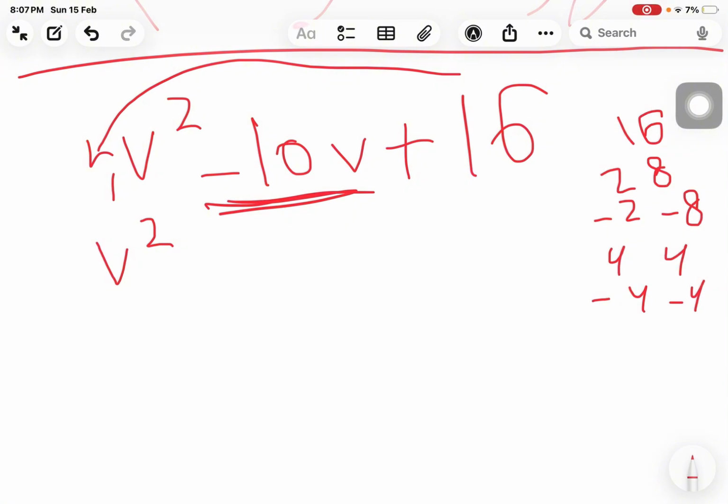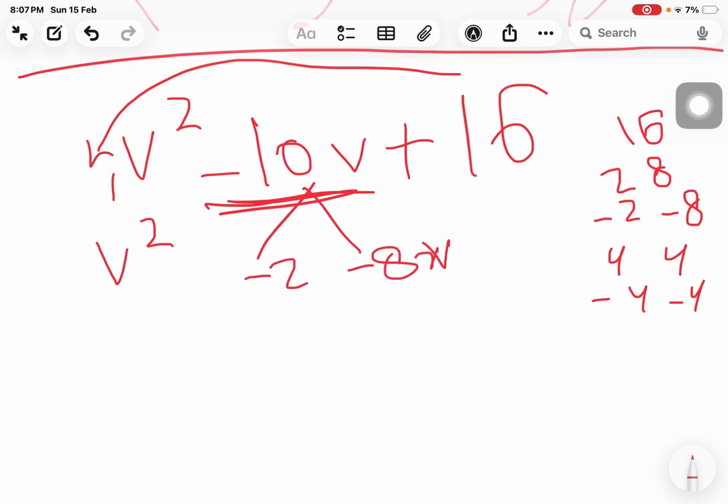Which two numbers, when you add them, give you negative 10? Not 10, negative 10. Correct. Negative 2 and negative 8. So, it will be negative 2 and negative 8.